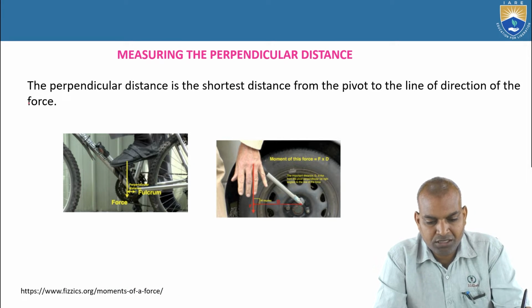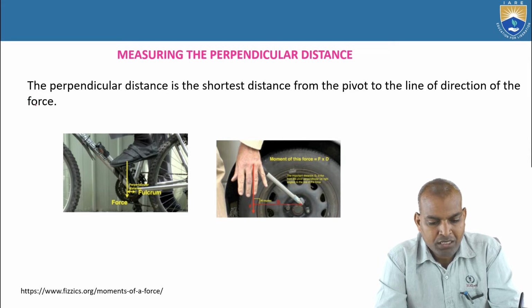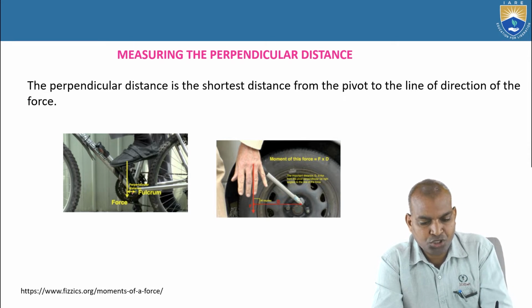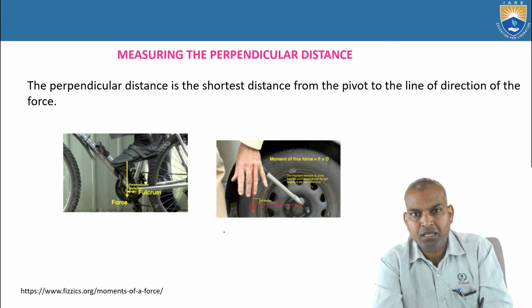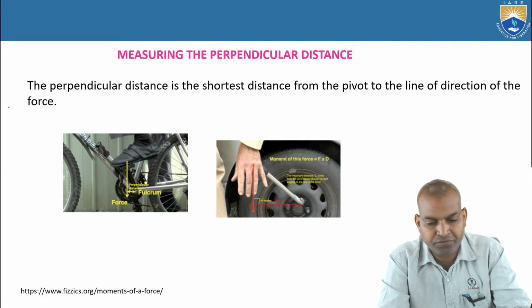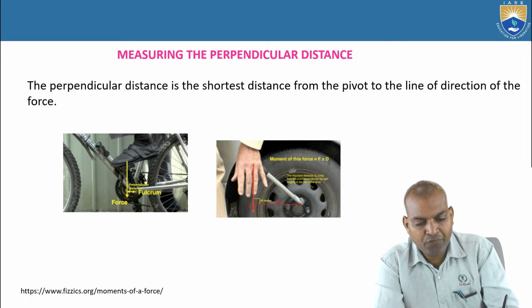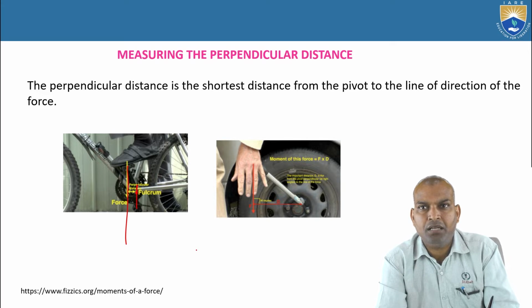Let us see in these two figures the perpendicular distance we are measuring here. The perpendicular distance is the shortest distance from the pivot to the line of the direction of the force. That is what the perpendicular distance is. How to measure the perpendicular distance? The perpendicular distance is always measured from the line of action of the force to the fulcrum.